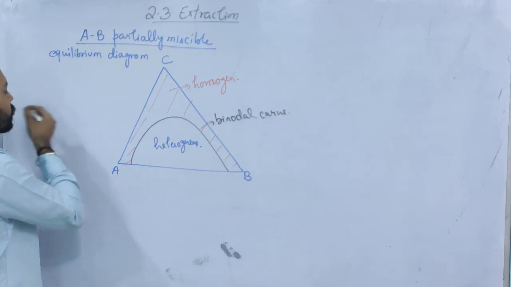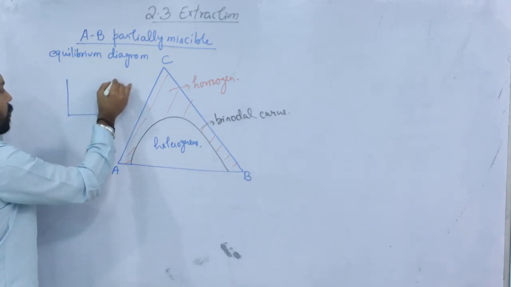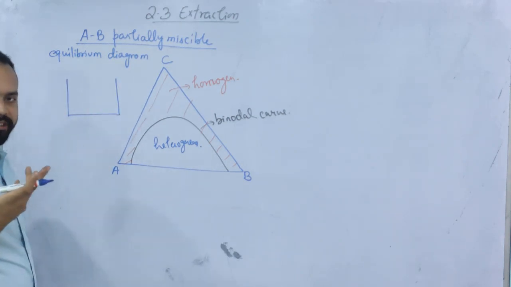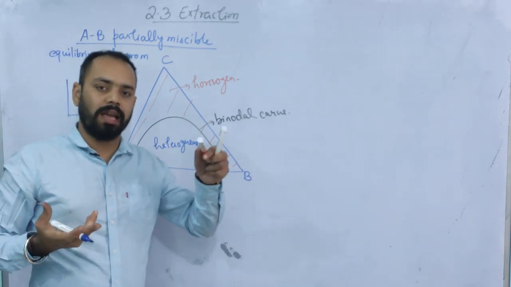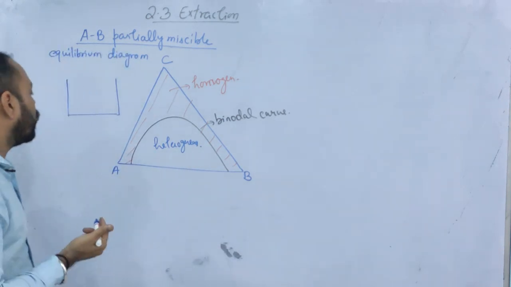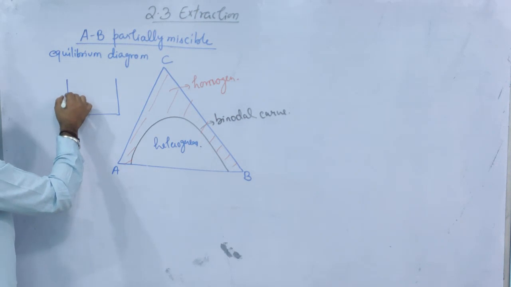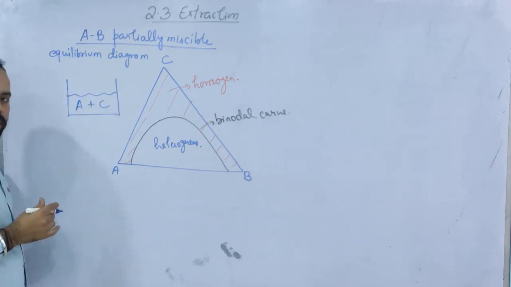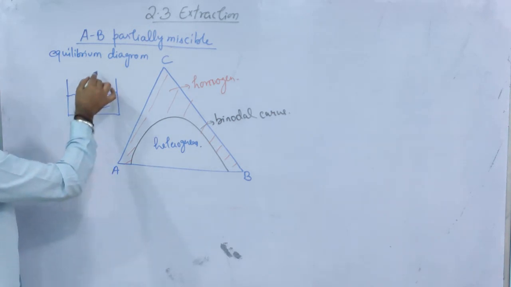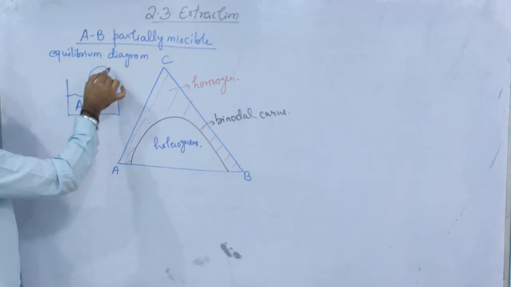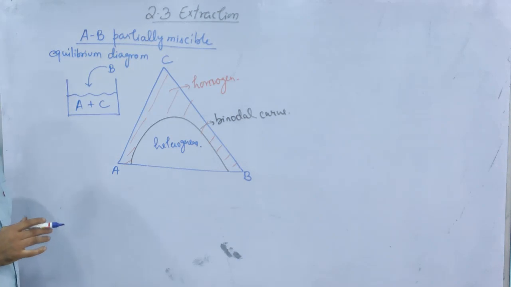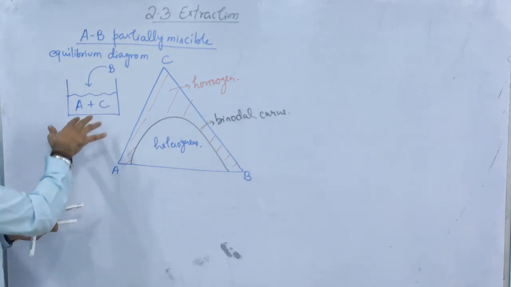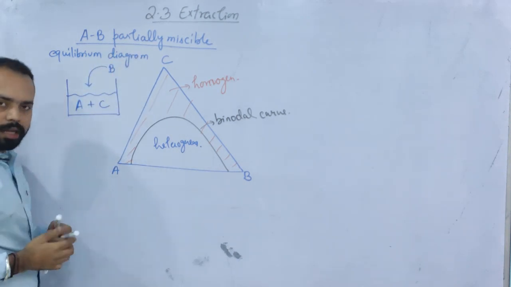Suppose there is feed. I told you what is feed? Feed is a mixture which contains the carrier and the solute. So the feed contains carrier as well as solute. So suppose we have a mixture of A and C, right? In this mixture of A and C, you are adding some amount of solvent B. Now, can you tell me where this mixture of A and C lies on this diagram?